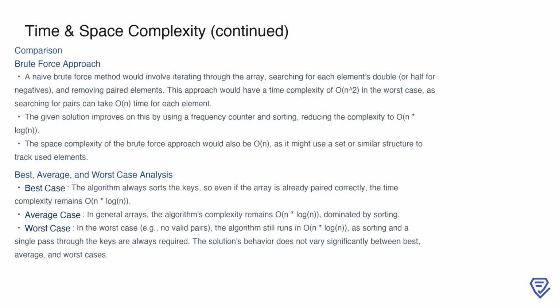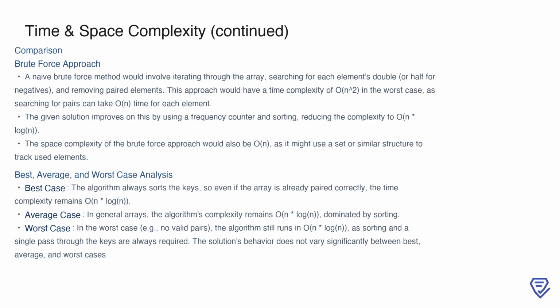A naive method might involve iterating through the array and searching for each element's double, or half for negatives. For each element, this search could take O(n) time, resulting in a worst-case time complexity of O(n squared). The optimized solution, however, uses a frequency counter and sorting, reducing the complexity to O(n*log n). This improvement is significant, especially for larger arrays. The space complexity of both approaches is O(n), though the optimized solution achieves its efficiency by minimizing redundant operations.